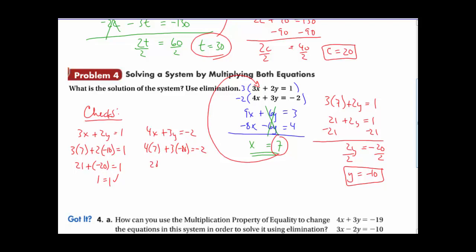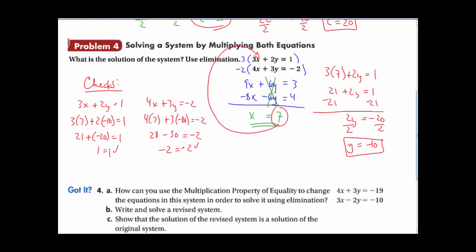So we're going to get 28 minus 30 equals negative 2. 28 minus 30 is negative 2. So they check out. So again, what we just went through is we had to multiply something to both equations, and we ended up getting 7, negative 10 for a solution.